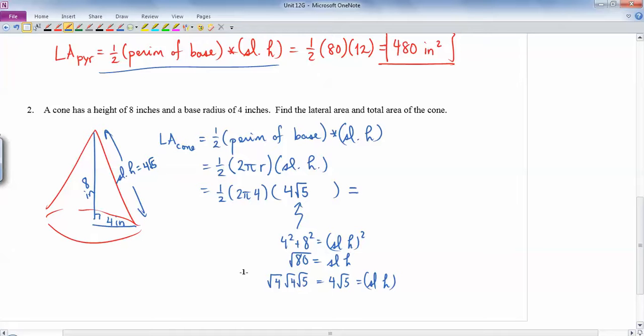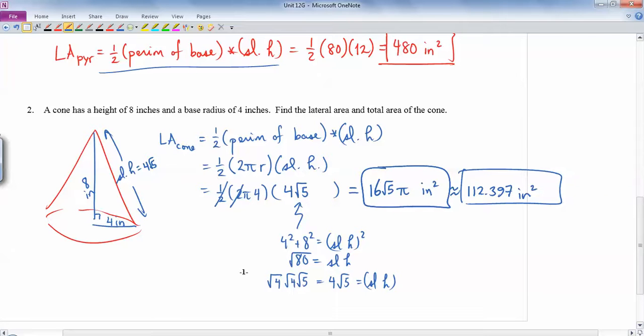So then the lateral area, let's see, the halves will cancel with the 2, and I'm left with 4 times 4 times root 5, so 16 root 5, and then there's that pi still there. So this would be square inches. If you turned it into a decimal, let me check right now. 16 root 5 times pi. Oops, sorry, messed that up. 16 root 5 pi. That'll be 112.397 inches squared. So either this or this would be a good answer there.